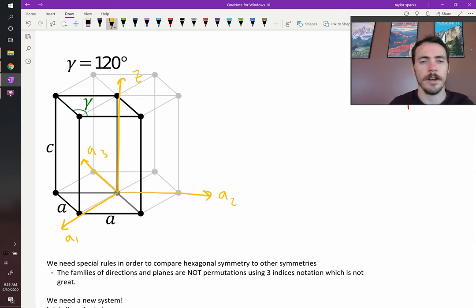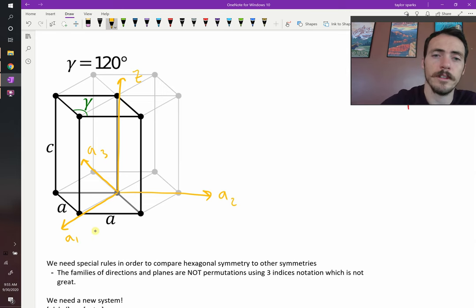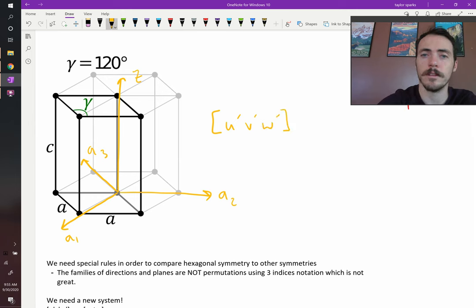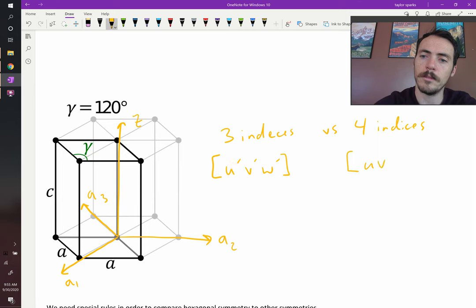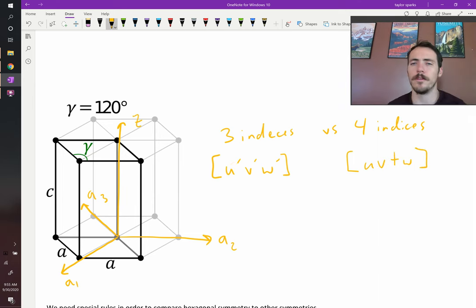A3, all right? The reason we do this system is because it's going to allow us to have a four-index Miller index. So instead of u', v', w', which is what we did in the three-index system, we're now going to have four. We'll call them u, v, t, and w, okay? How do we convert between the two?